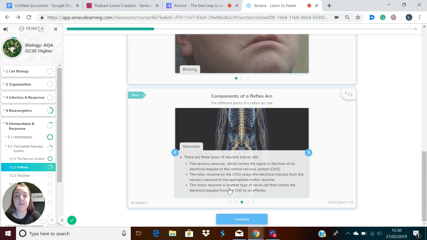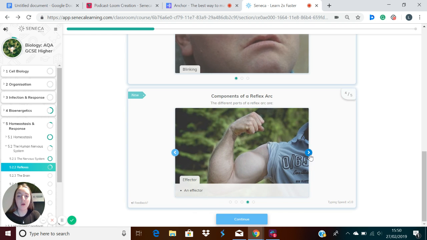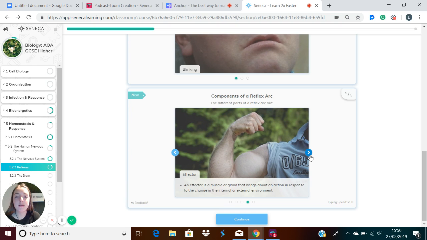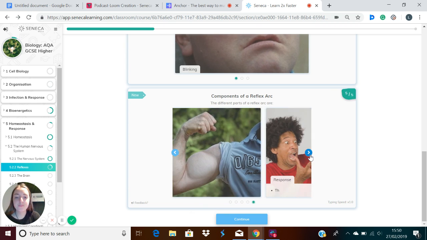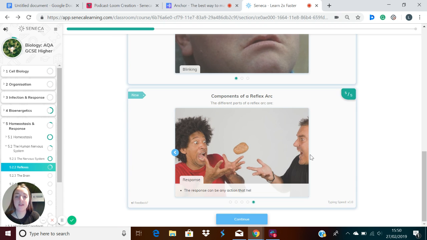And the motor neuron is the third type of neuron, which carries the electrical impulse from the CNS to an effector, which is a muscle or gland. And this effector will bring about an action in response to the change in the internal or external environment. So an appropriate response to something that has happened. For example, you've touched a hot object, the appropriate response is to let go of it. And this response is any action that helps the organism to avoid the harmful situation.